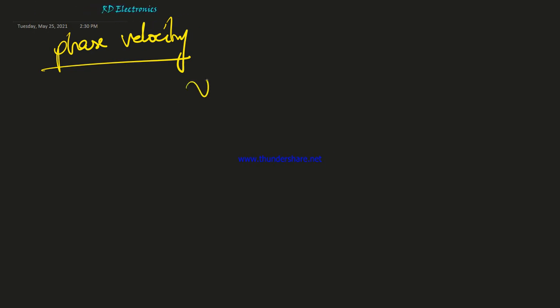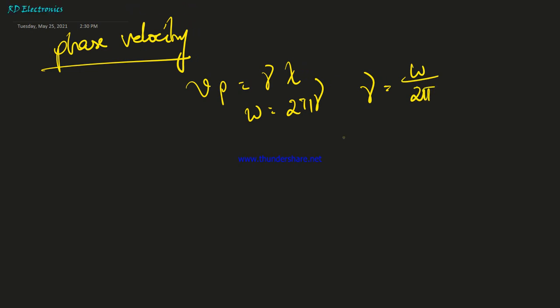Generally, phase velocity is expressed by the expression Vp equals nu into lambda, where nu is the frequency and lambda is the wavelength. We know that omega equals 2 pi nu, and from here nu equals omega by 2 pi. We also know that the propagation constant k equals 2 pi by lambda.